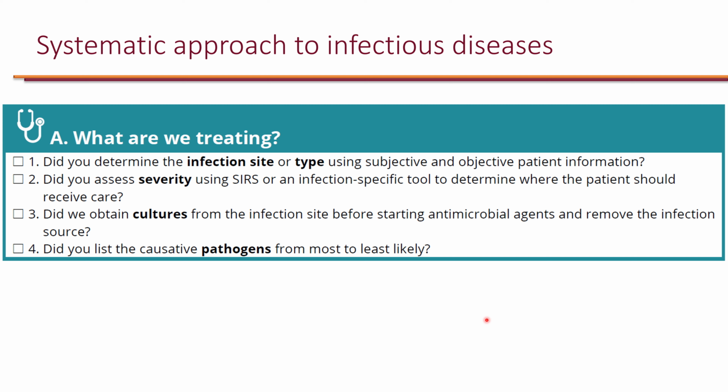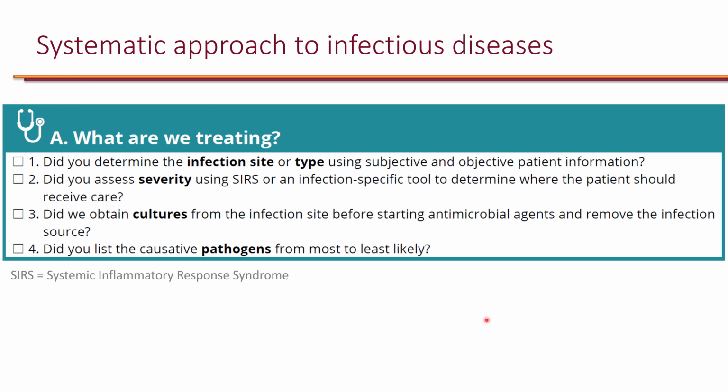First, did you determine the infection site or type using subjective and objective patient information? That includes signs and symptoms that are specific to an infection type, or it could be general manifestations of infections. Second, did you assess severity using SIRS or an infection-specific tool to determine where the patient should receive care?